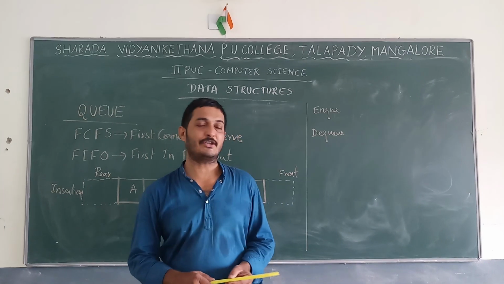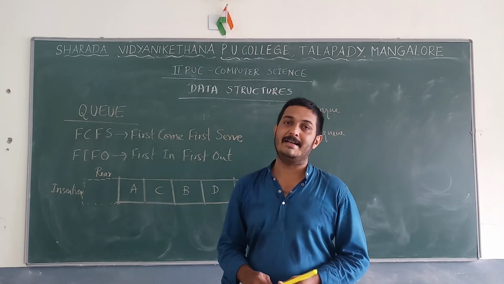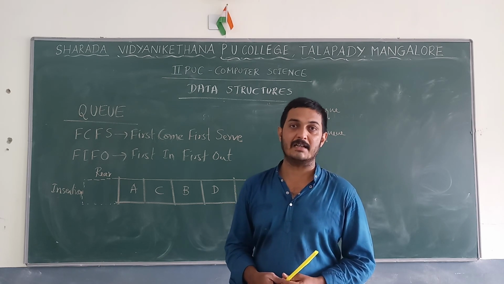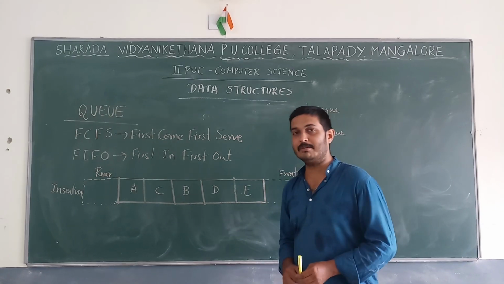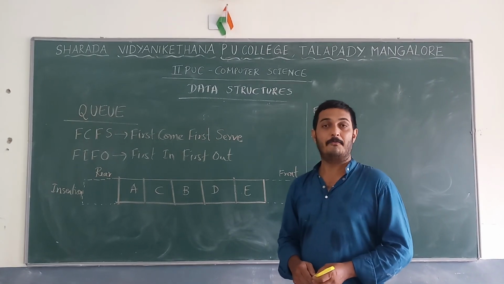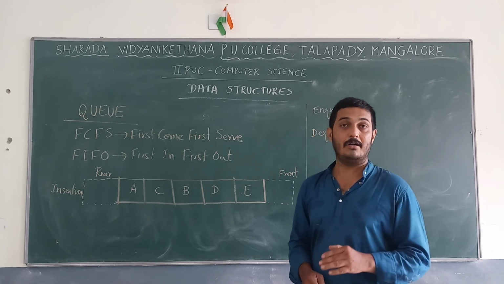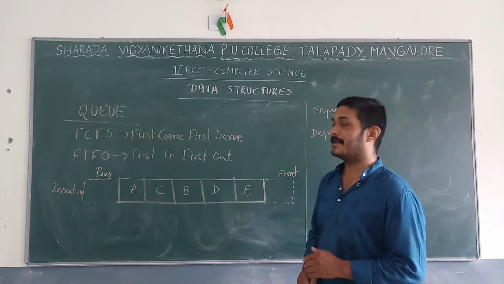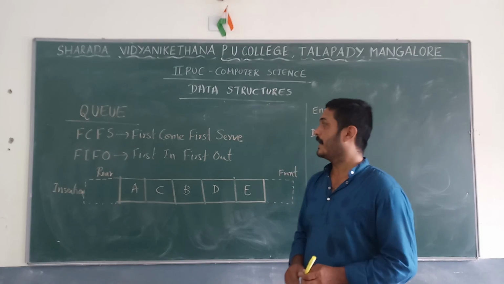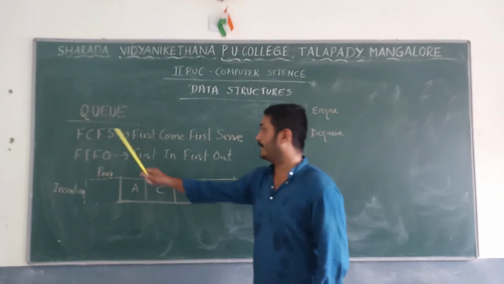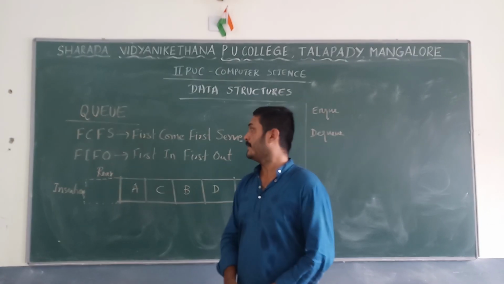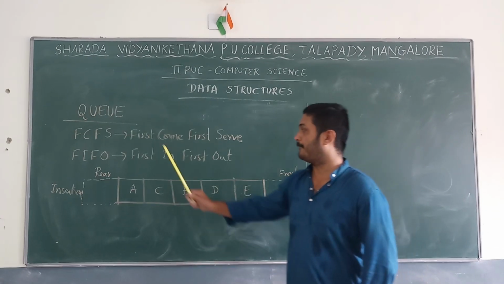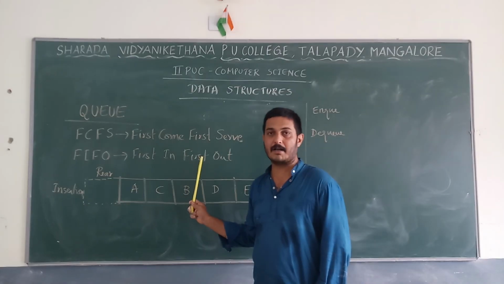Next data structure is the Q data structure. Last class we studied about stack. Stack means last in, first out. That means the element that is inserted last will be deleted first. But Q data structure is a linear data structure where insertion takes place at one end called rear and deletion takes place at another end called front. It is also called FCFS or FIFO. FCFS means first come, first serve. FIFO means first in, first out.